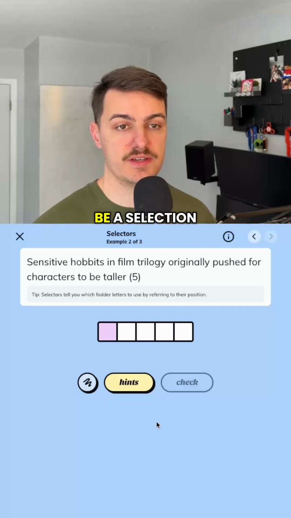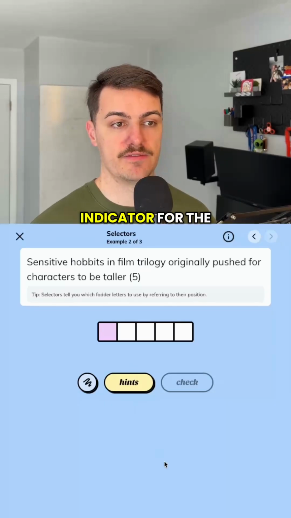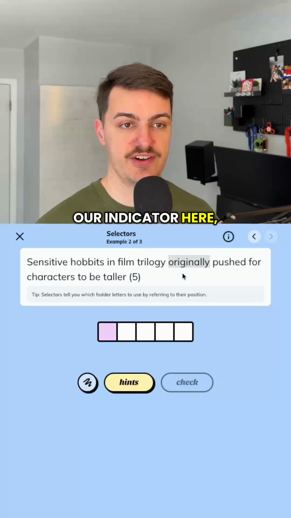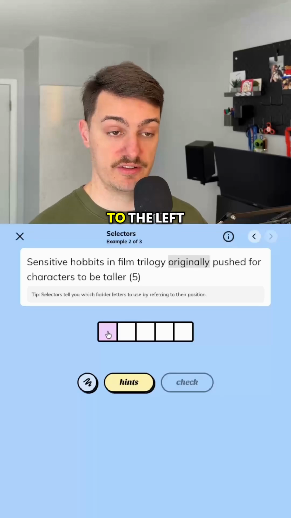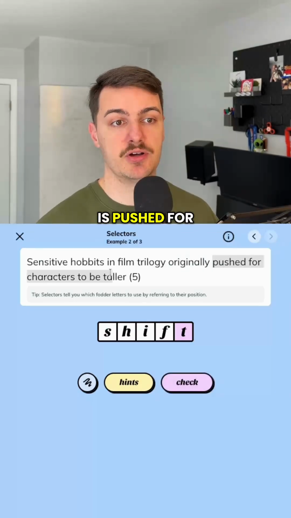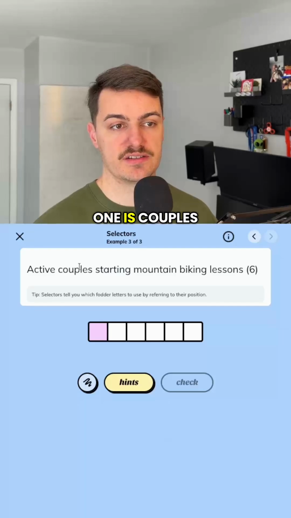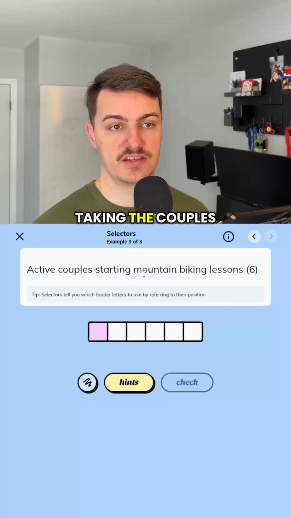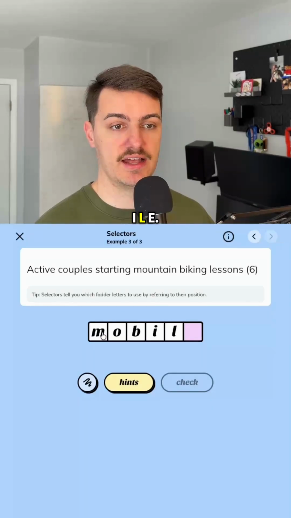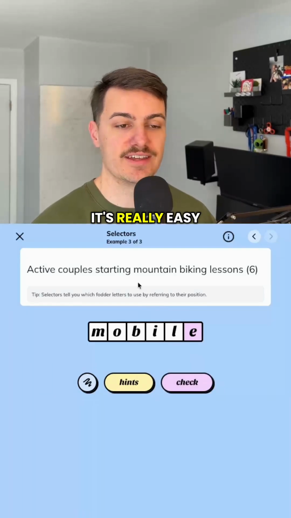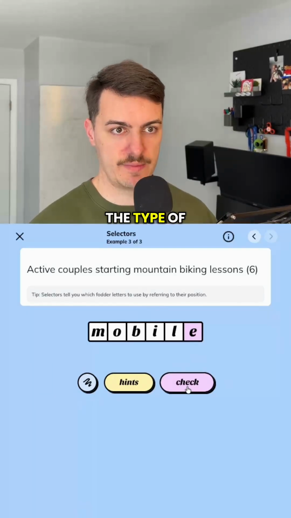This one is going to be a selection indicator for the start. So "originally" is our indicator here, and we are taking the first letters of the rest of the clue to the left of it. So SHIFT, and shift means pushed for the characters to be taller. And then this one is "couples starting." So we're going to be taking the couples starting, the following 3 words. So MOBILE, and mobile means active. It's really easy to do these quickly when you know the type of indicator you have already.